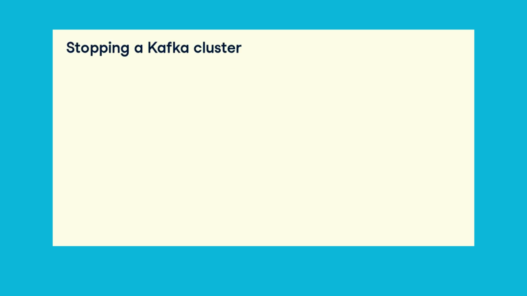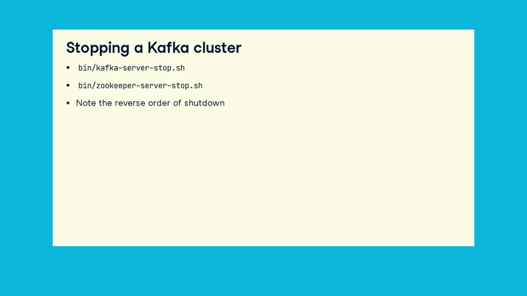To stop a Kafka cluster, we do the reverse using kafka-server-stop.sh and zookeeper-server-stop.sh. Note that because Kafka must cleanly shut down any open connections, and because it uses ZooKeeper services, the shutdown order is reversed.